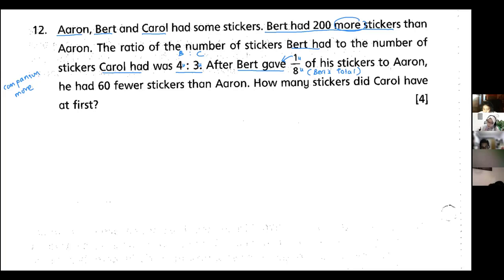Then when he gave to Aaron, he had 60 fewer stickers than Aaron. He means Bert. So another comparison is done at the last part there. The first comparison is between Bert and Aaron. The second comparison is still between Bert and Aaron. However, this time around it is fewer. The first comparison was more. That's why I say this is a comparison more concept. There's always someone being compared to another one, and there's one person who has more than the other.